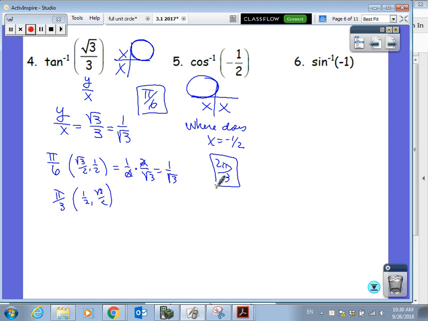Now, I am showing a lot of work on these. This is not necessary to show all this work. Your unit circle is what's going to give you these answers. You do not have to show all the work I'm doing. I'm just showing you so that you can understand where the answers are coming from. If I just wrote down numbers, there'd be no way for you to know where it comes from.